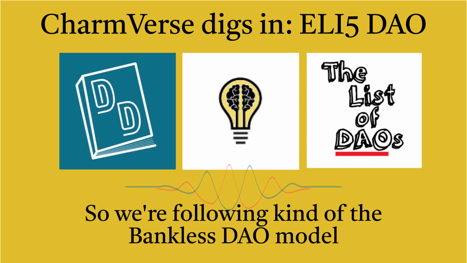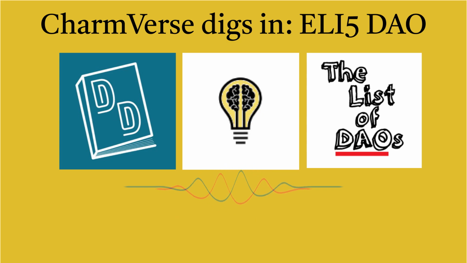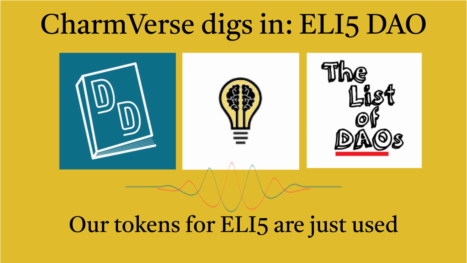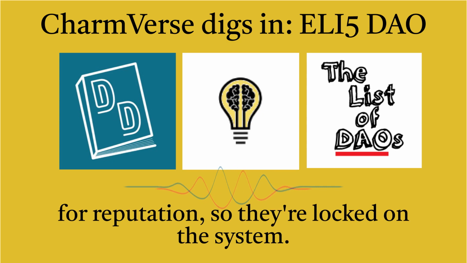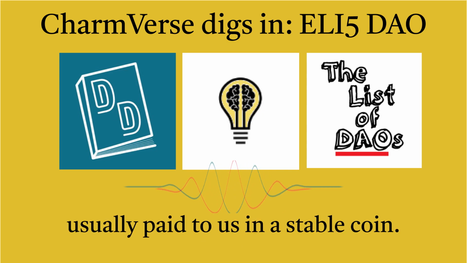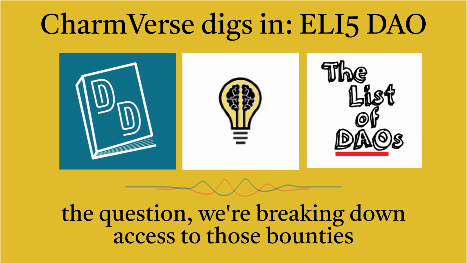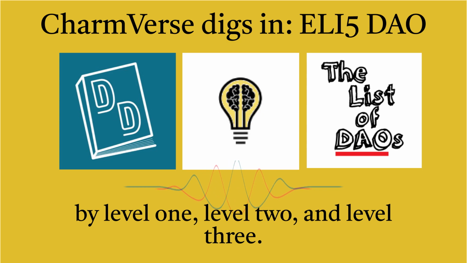So we're following kind of the Bankless DAO model with the L1, L2, and L3. Our tokens for ELI5 are just used for reputation. So they're locked on the system, and then the $500 I was talking about is usually paid to us in a stable coin. So on CharmVerse specifically, to get back to the question, we're breaking down access to those bounties by level 1, level 2, and level 3. I hope that makes sense.